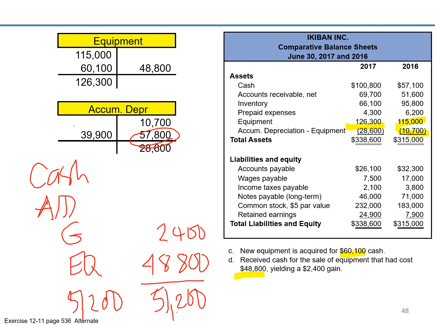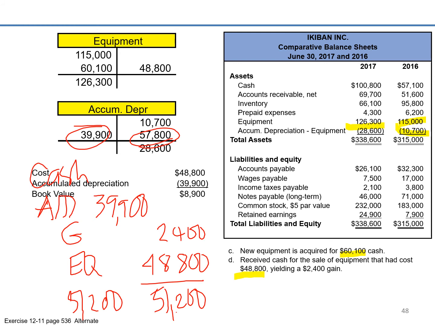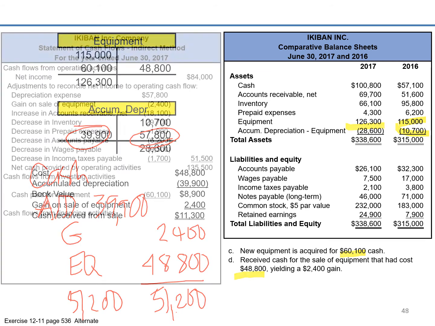39,900. Yeah, we need this number in order to solve for it. So that must have to be a given somewhere that I missed. So we're going to remove our accumulated depreciation for 39.9, which means we have cash equal to 11,300.